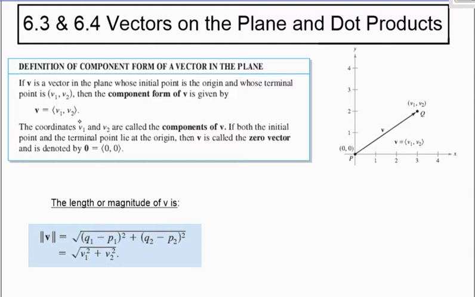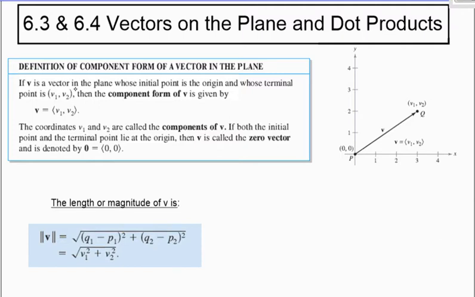The coordinates V sub 1 and V sub 2 are called the components of V. If both the initial point and the terminal point lie at the origin, then V is called the zero vector and is denoted by 0. Or 0, 0, or if you don't go anywhere.